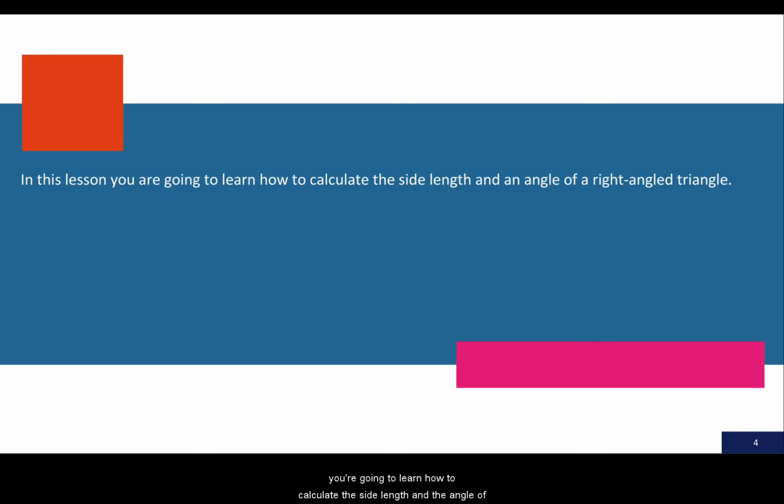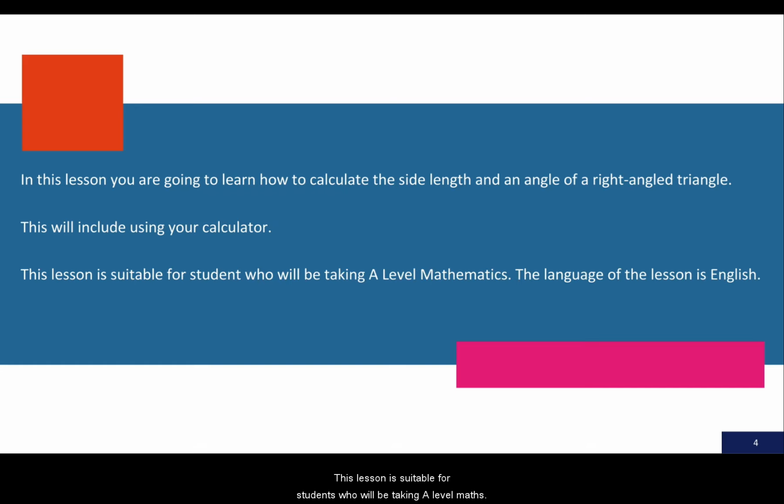In this lesson, you're going to learn how to calculate the side length and an angle of a right angled triangle. This will include using your calculator. This lesson is suitable for students who will be taking A-level maths. The language of the lesson is English, and this should take around 30 minutes.